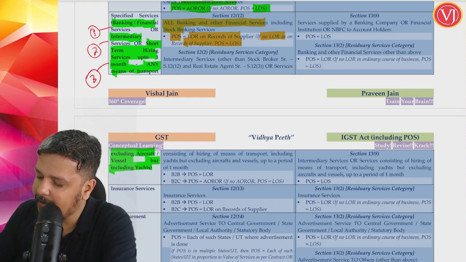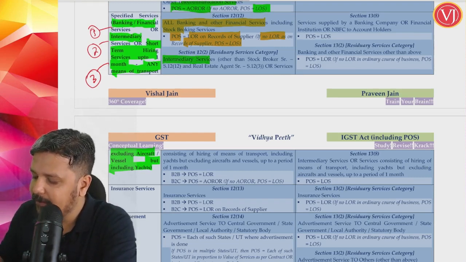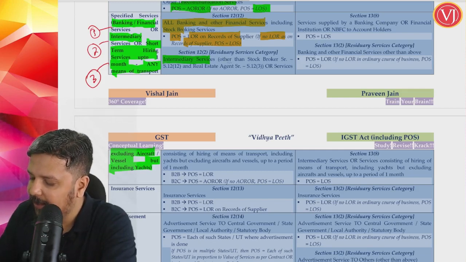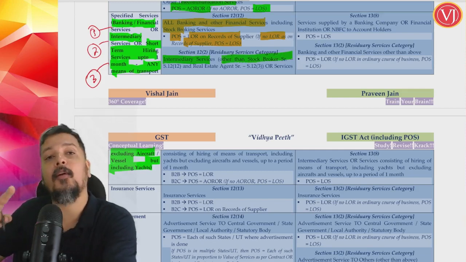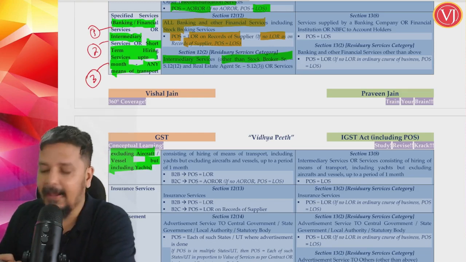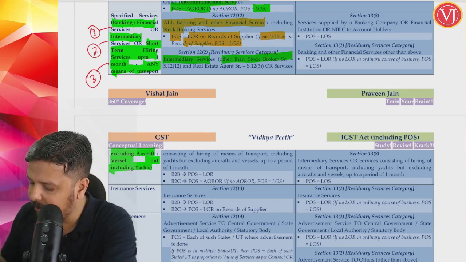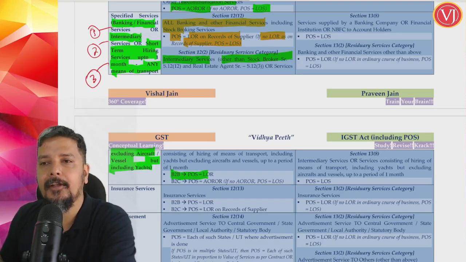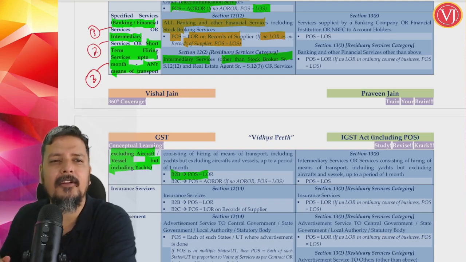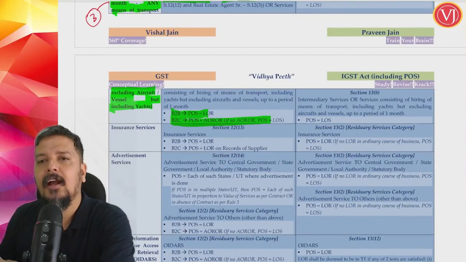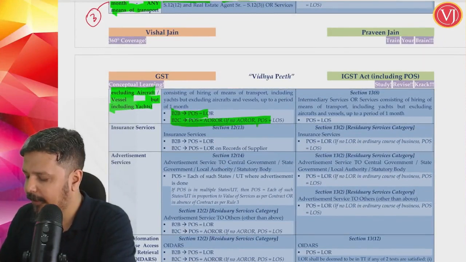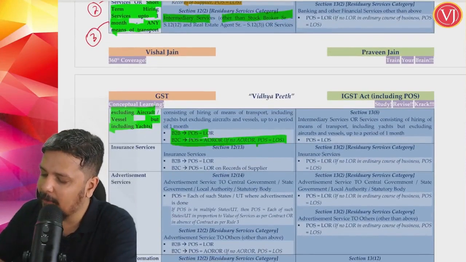Now, all the other services, including intermediary services, real estate services, other than stock broking services, because stock broking services is covered along with banking services. For all of them, if it is B2B, you are going for the general category. B2B, location of recipient. B2C, address of the recipient on records. If not available, it is location of supplier because it goes in your residuary category.